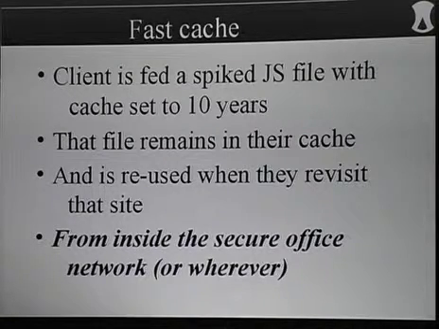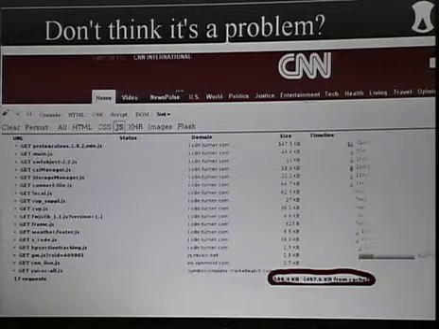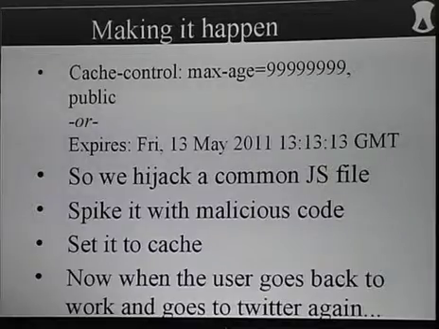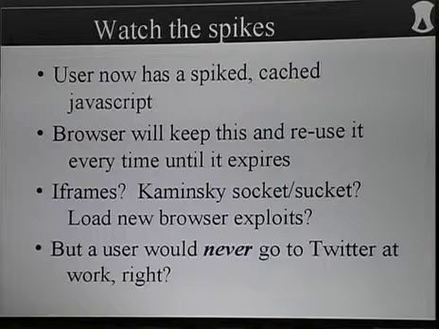So for example, inside your office network, which was all nice and encrypted. So look at that. 500K of cached JavaScript. That would be a good target. So you just set cache control, max age, whole bunch of 9s, public, or just set it to expire sometime in the future. So we hijack a common file, spike it with malicious code, set it to cache. Now when you go back to work and go back to Twitter again, you're actually loading my code. So what does this mean? It means we keep using it every time until it expires.